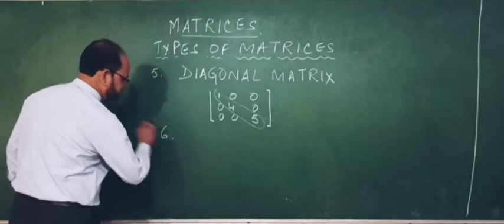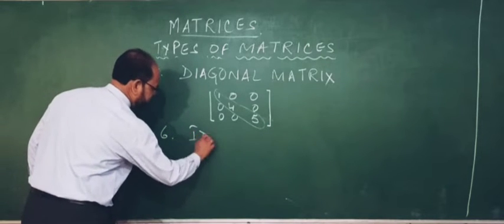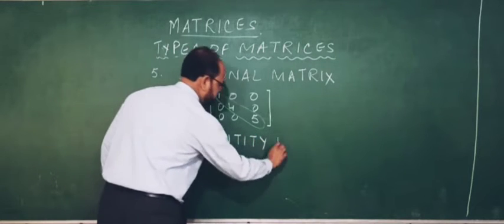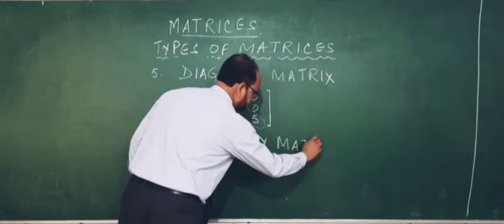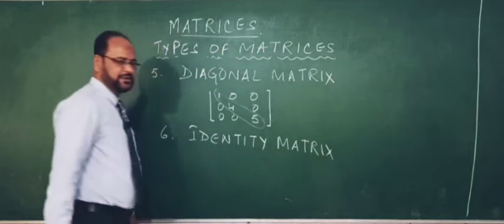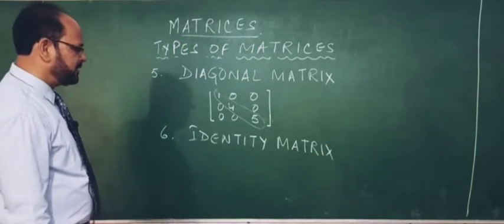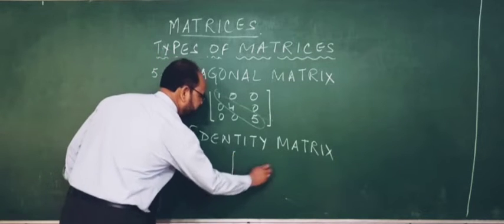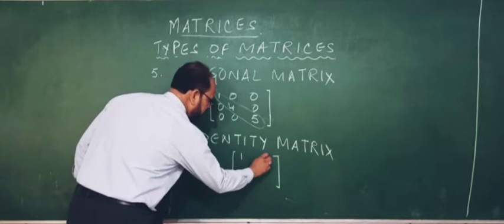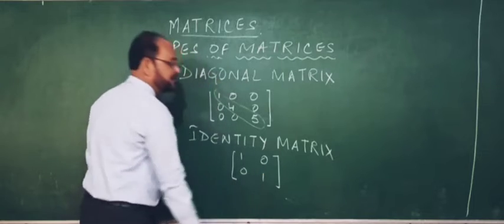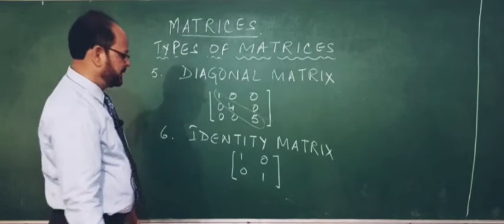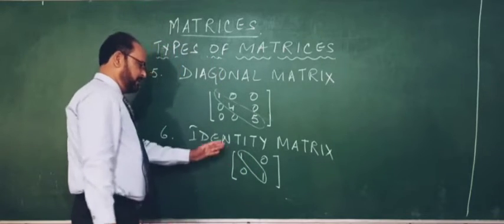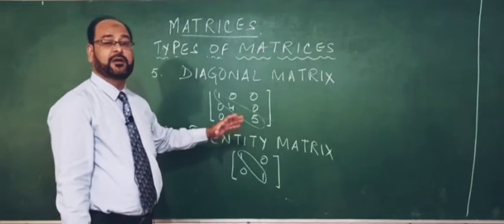Next is your identity matrix. Identity matrix is also a square matrix in which all elements are 0 except the elements on principal diagonal, which should be 1.